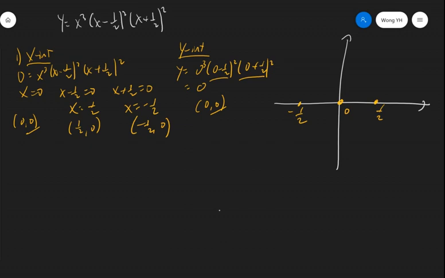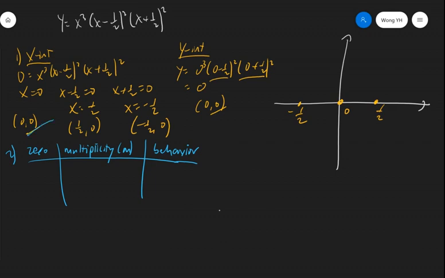The second information that we can find is known as the zero behavior. First column is the zero, second column is the multiplicity, and the third column is the zero behavior. As I mentioned many times already, the zeros refer to your x-intercepts. So we have 3 values: 0, half, negative half.